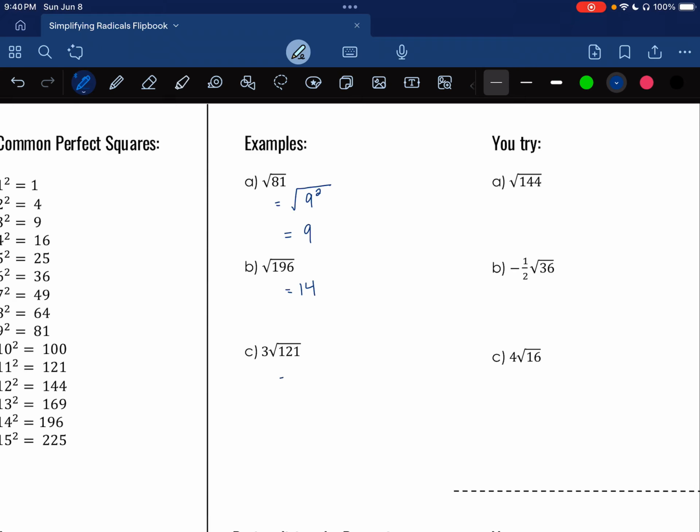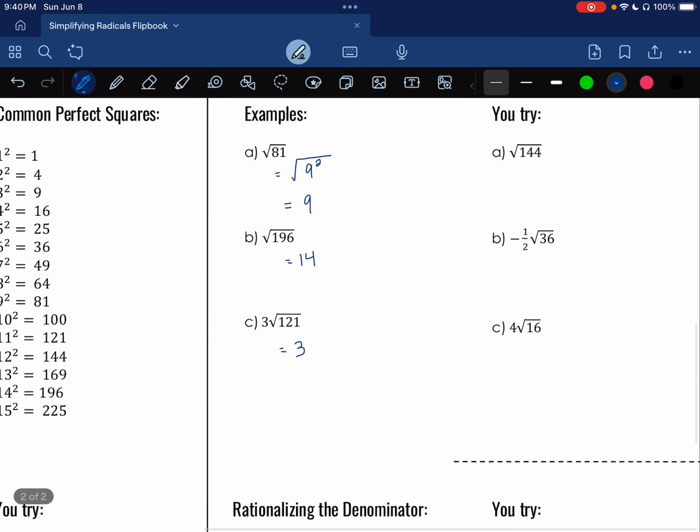This one's a little bit trickier because I have a coefficient of 3 out front. So whatever I get out of my radical will then be multiplied by this 3. So here I'm taking the square root of 121, which is 11. And so this is going to be 3 times that, or 33. All right, now you go ahead and try these questions, and then we'll come back and go over them.